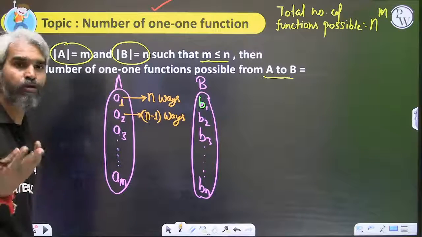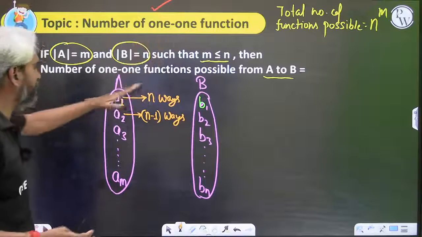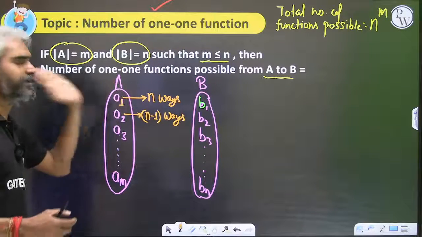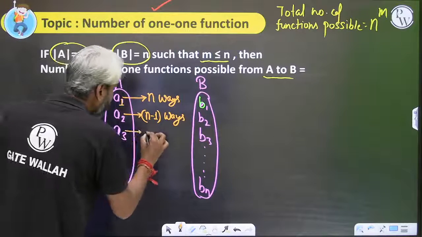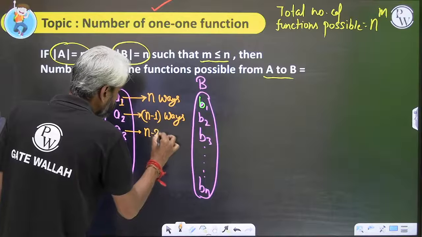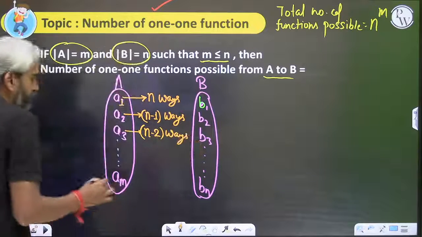So, how many elements are gone? Sir, out of n elements, 2 elements are gone. One is mapped by A1, another is mapped by A2. So, for A3, we will have only n minus 2 choices.